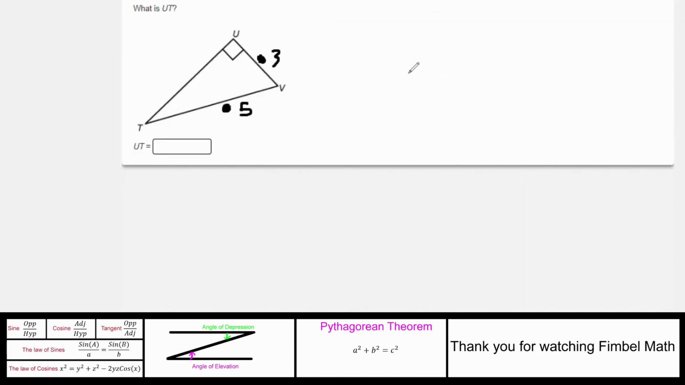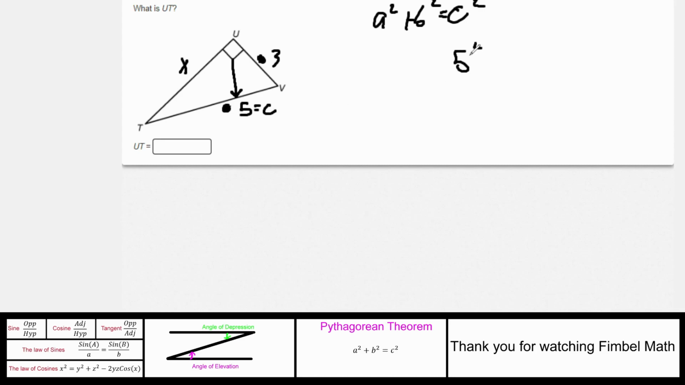All right, for the second one, I changed the numbers that were given. And it wants to know what is UT. That is this line segment right here. So we're just going to call that x. And since we have a right triangle and we know 2 of the sides, we can use the Pythagorean theorem to solve for that missing side. The only thing I have to do to make sure it lands in the right place is that I have this right angle point at the hypotenuse every time. And the hypotenuse is always equal to c.